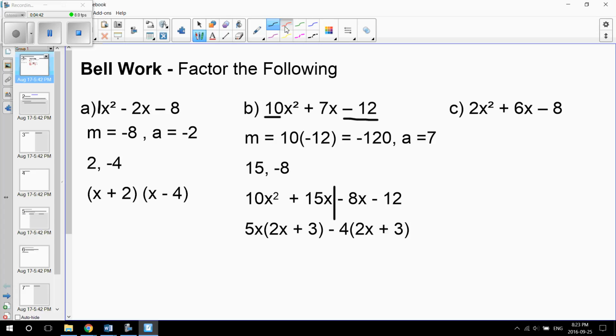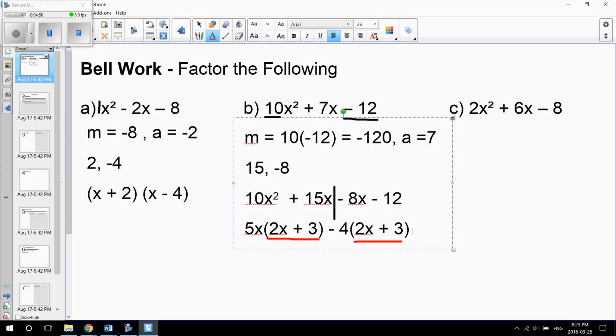And again, I just mentioned this, we want these two brackets to be exactly the same, which in this case they are. So we factor that out front, 2x plus 3.